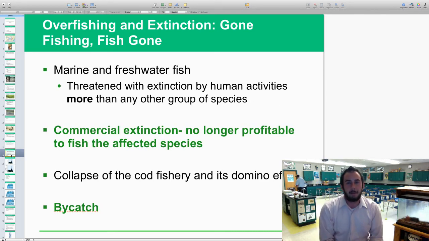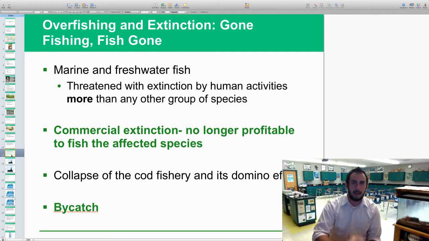Overfishing is another problem that's happening. It's another threat upon the marine ecosystem as well as freshwater. It says, "Gone fishing, fish gone." This is the title of this slide, but it is true. The marine and freshwater fish have been threatened with extinction by many human activities, not just fishing.